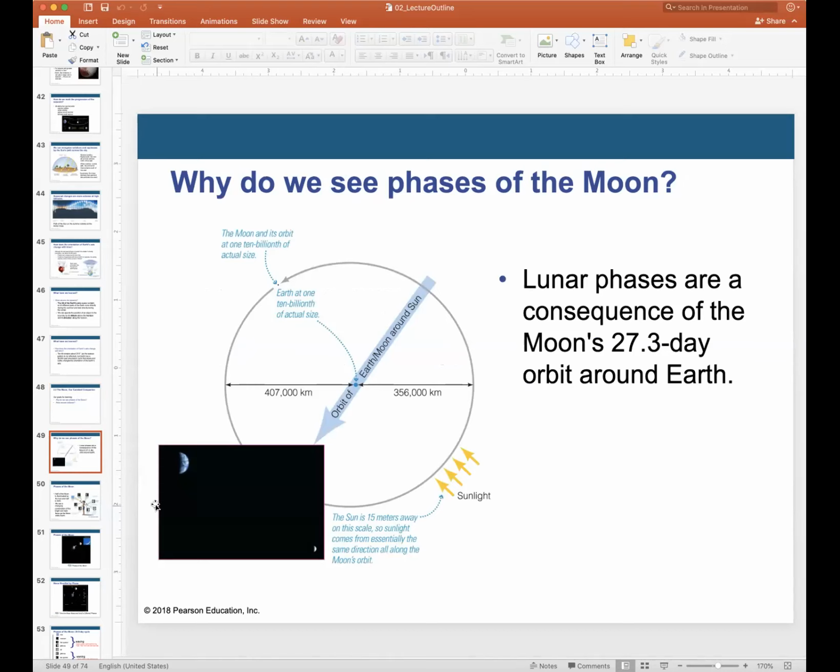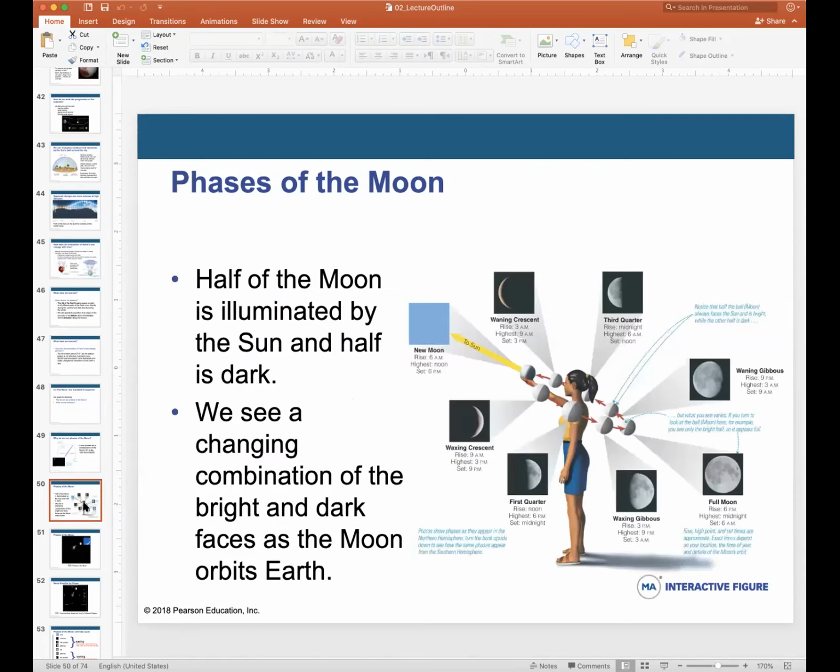The phase is because of a different angle of reflected sunlight with respect to where the observer, the person looking at the moon, is located. Let's say this is the observer on Earth, and the moon is exactly between the observer and the sun. This is towards the sun. So this would be the new moon, where the observer would not see anything in the night sky.